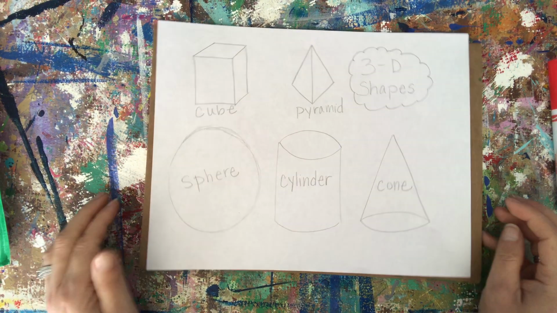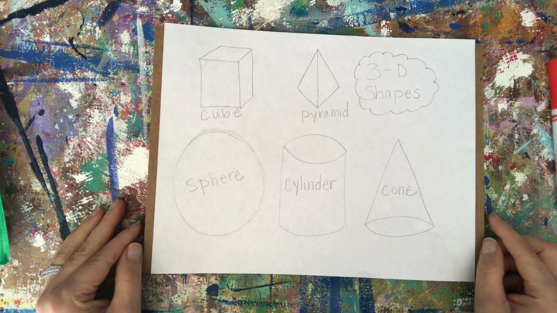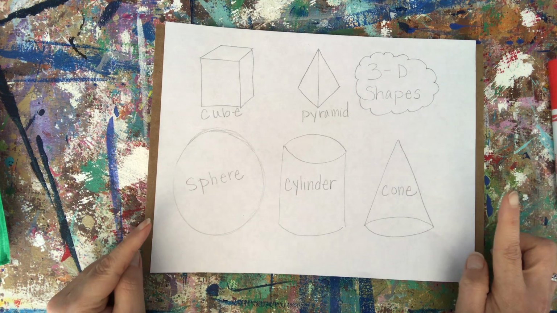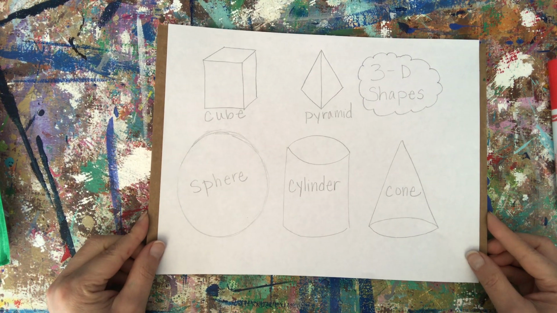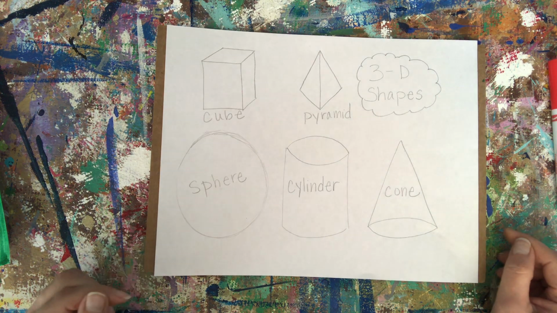Hi, first grade. Okay, we're ready to draw some 3D shapes. I hope that you were dancing to that 3D rap song. I love that song. I hope you're able to show your parents and that you were able to sing along.